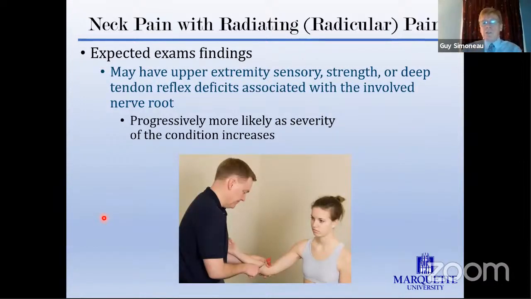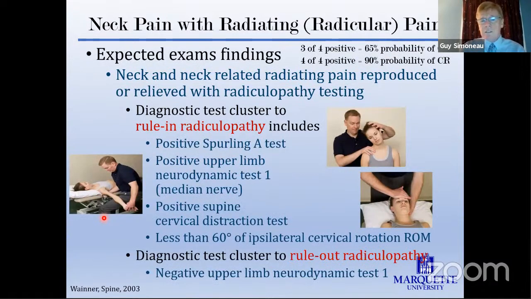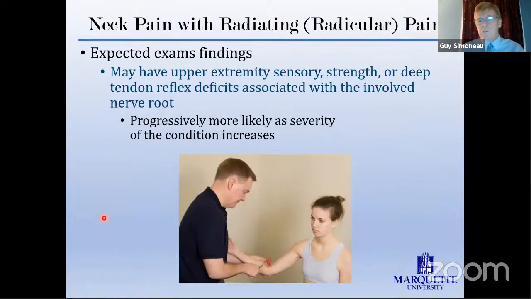In addition to this, though, you really want to do a good neurological exam. So your sensory exam, your strength exam, and also your deep tendon reflexes. Realizing that the more severe the condition, the more likely you will have sensory loss, motor loss, and deep tendon reflex loss. But this is the beauty of those four tests, is that this group of four tests allows you to make the diagnosis of radiculopathy in people with maybe just light to moderate symptoms. As the symptoms get more severe and you start having sensory loss, motor loss that corresponds to a specific nerve root, then the diagnosis becomes quite easy to do.